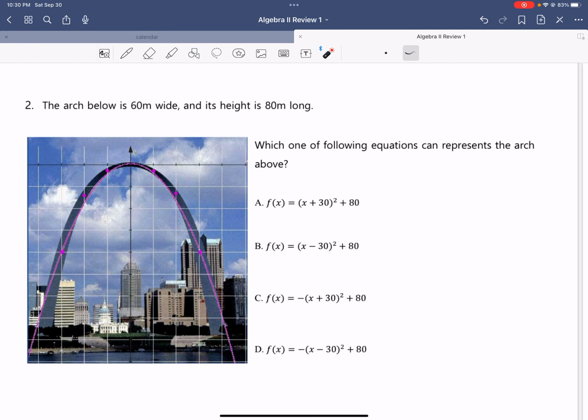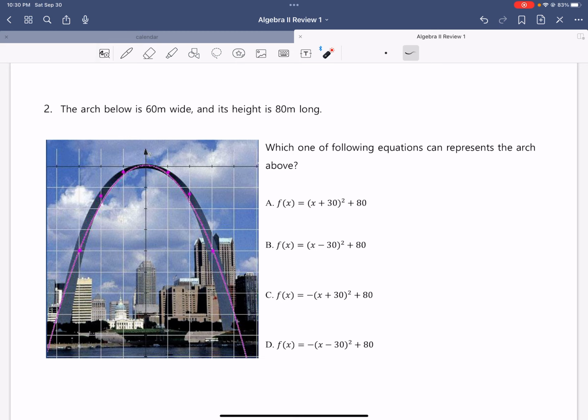So let's look at question number 2. Same thing. The arch below is 60 meters wide and the height is 80 meters. Which one of the following equations represents this arch above? So it's very simple again. Do you see this one is also concave down? So you can get rid of A and B. So the answer is going to be either C or D.